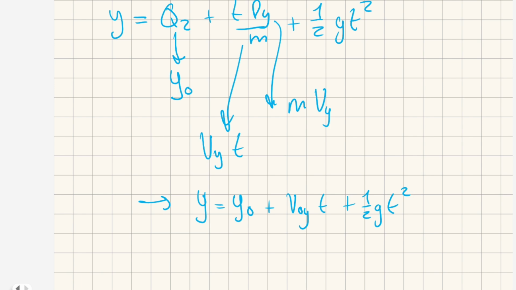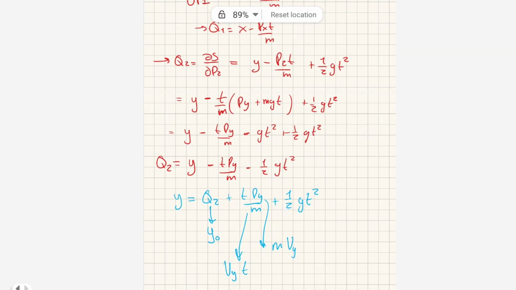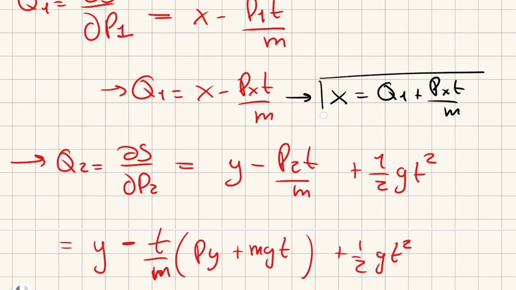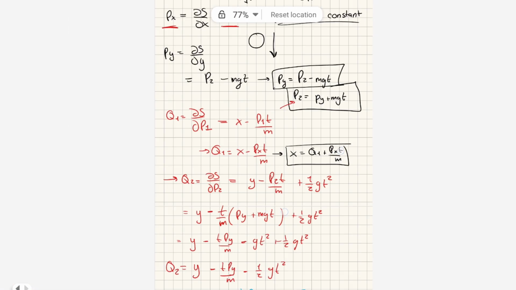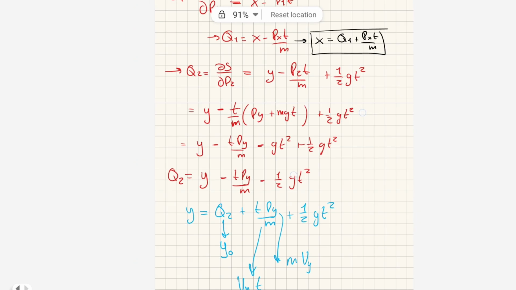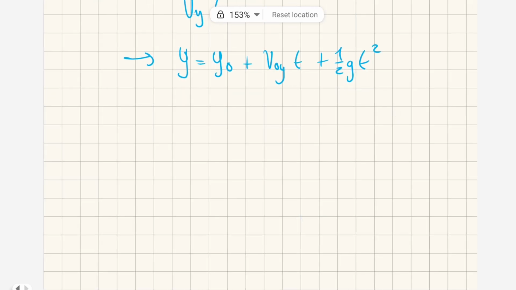So for you to see it easier, this is the very famous equation for the motion in the y direction for a particle that is in free fall. And for x, we can just say from this equation that x is equal to q1 plus pxt divided by m. This is the equation of motion in the x direction. Okay, perfect. So there is another, maybe not necessary method, but another way to solve the motion of a particle in free fall, right?